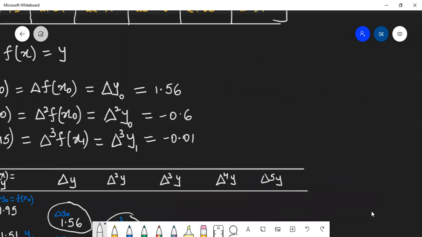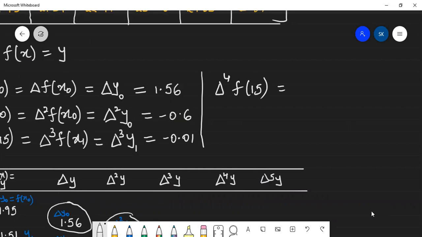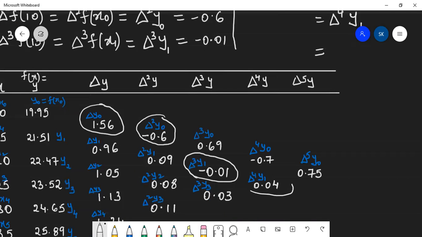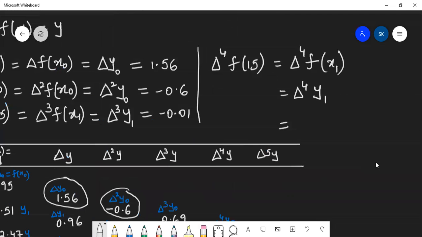The question you have: forward delta power 4 f of 15, which is forward delta power 4 f of, where do you find 15? In the second position, that is x1. So this is nothing but forward delta power 4 y1. Search for forward delta power 4 y1. This is your value. 0.04 is your answer.